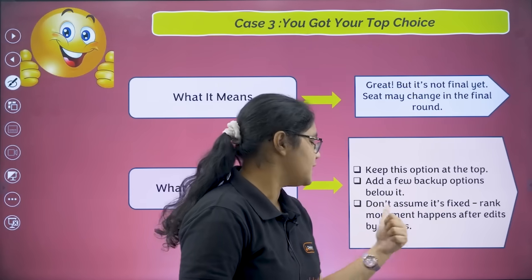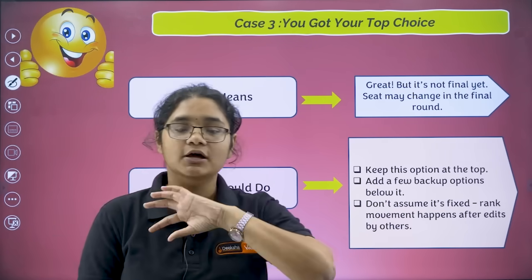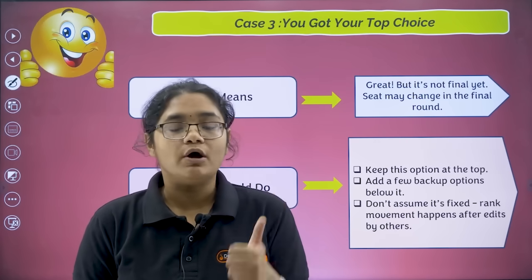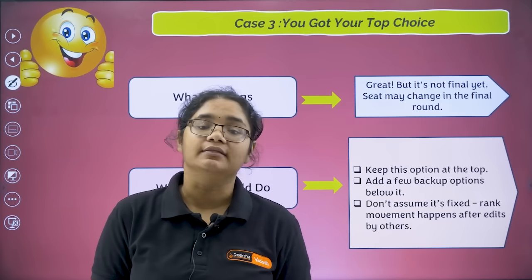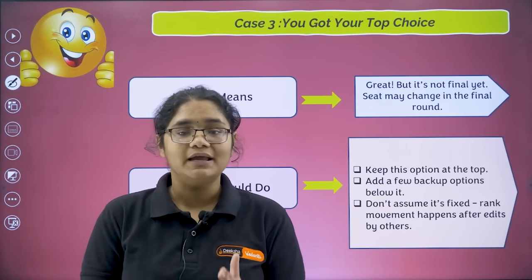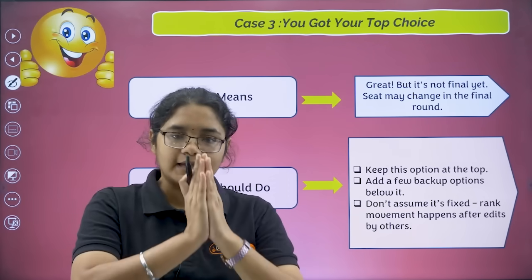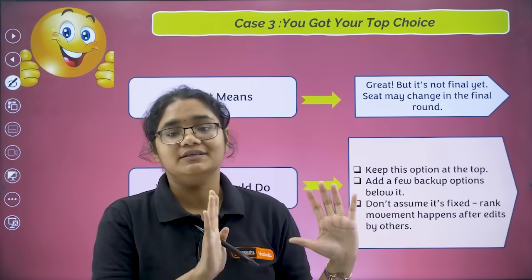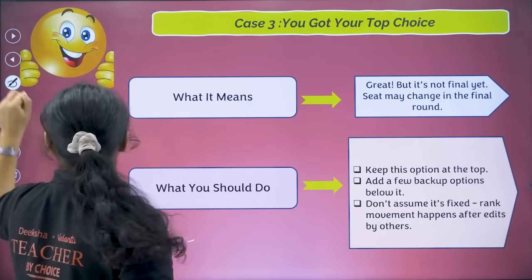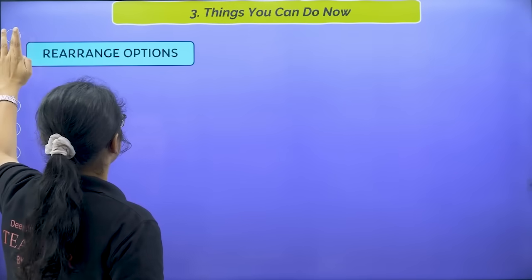Rank movement happens after edits by others. So there is a huge chance that the college that you got in the mock round will not be the same one which you get in the final round, right? So add some backup options and keep the option entry as it is, but just add some backup options so that you are on the safer side. Clear?